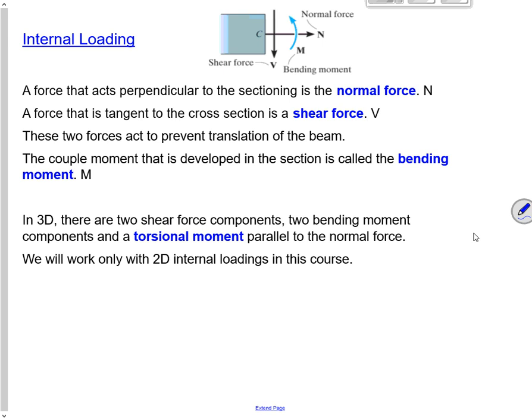In 3D, there's two different shear force components and two different bending moment components. And then there's a third moment called a torsional moment, which makes the whole thing twist. Imagine trying to grab that beam with both hands and twist your hands in opposite directions. And you get a twisting motion of the beam. That's a torsional moment. We're only going to work a little bit with internal loadings, and we're only going to do them in 2D.